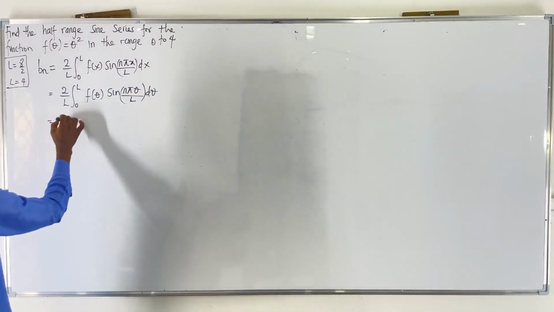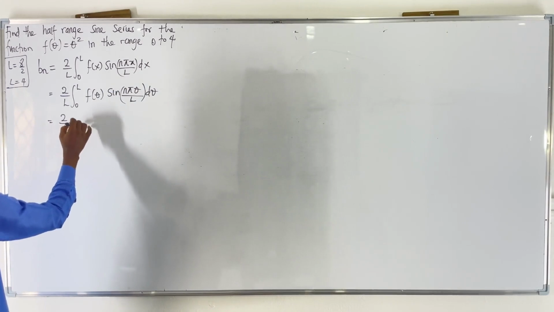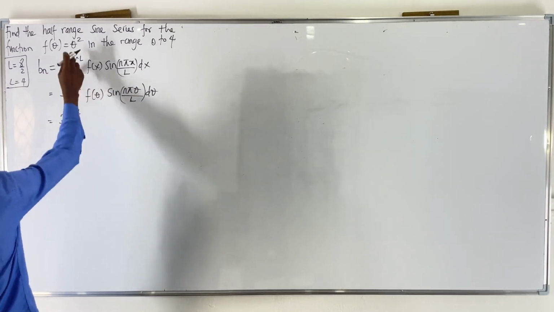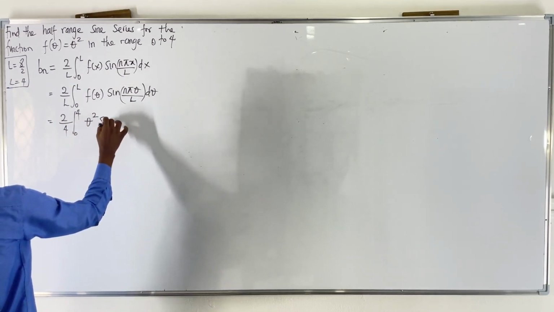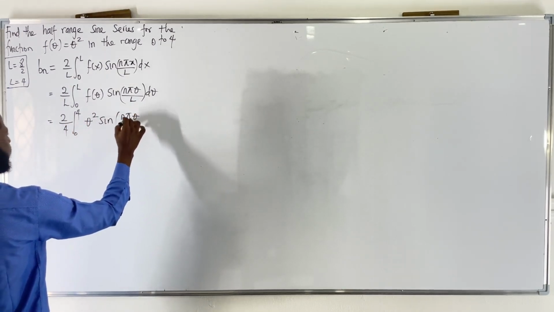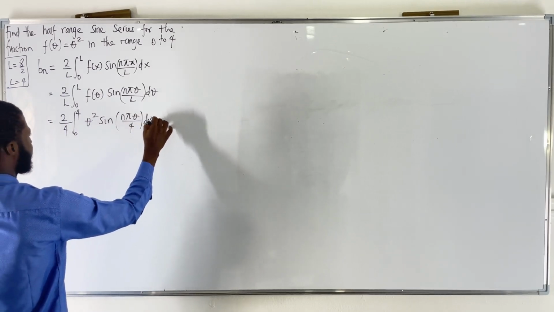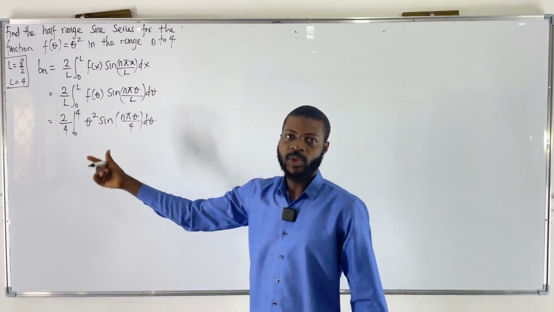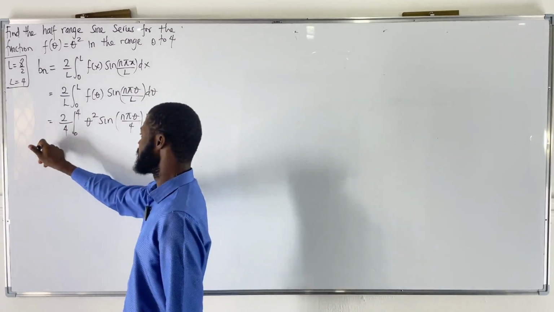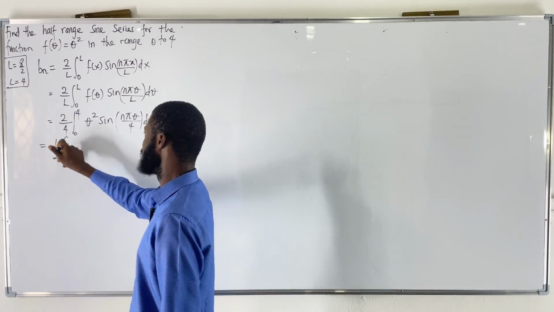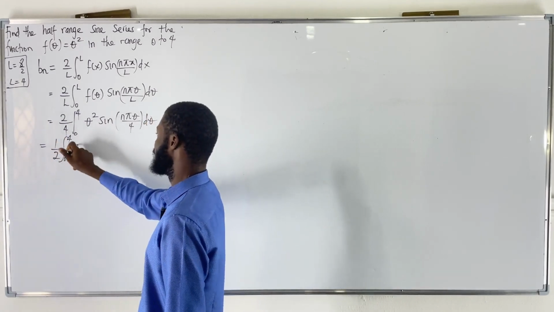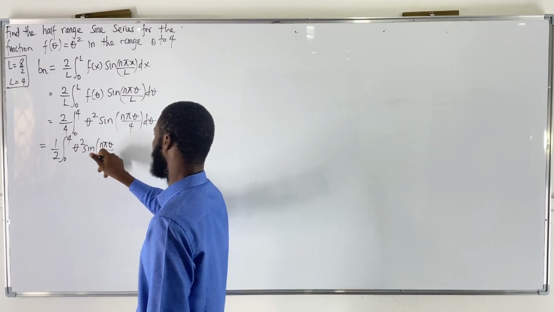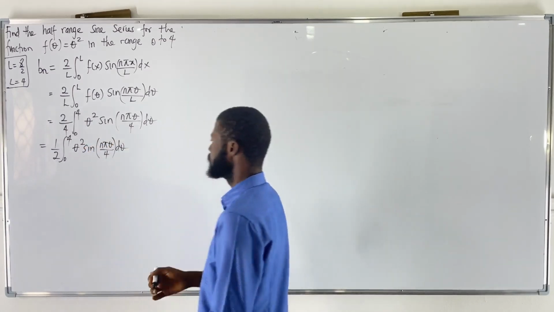So this will become 2 over 4, integral from 0 to 4, f of theta is theta squared, sine n pi theta over 4 d theta. All right, now we could reduce this. 2 over 4 will give us a half. So this is half, integral from 0 to 4, theta squared, sine n pi theta over 4 d theta.